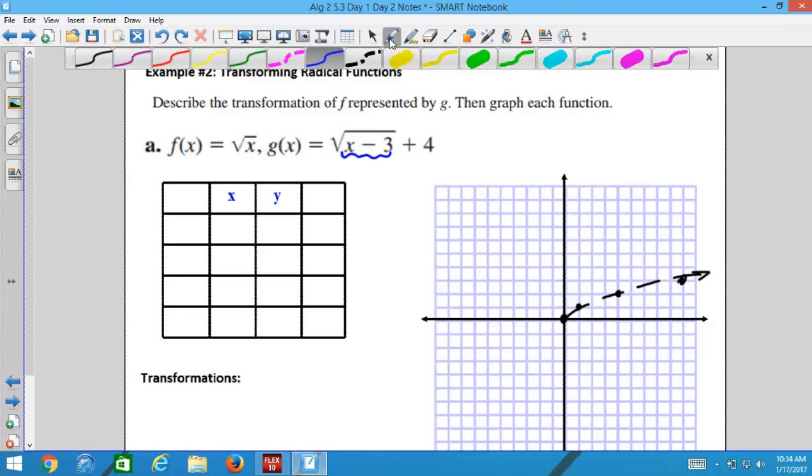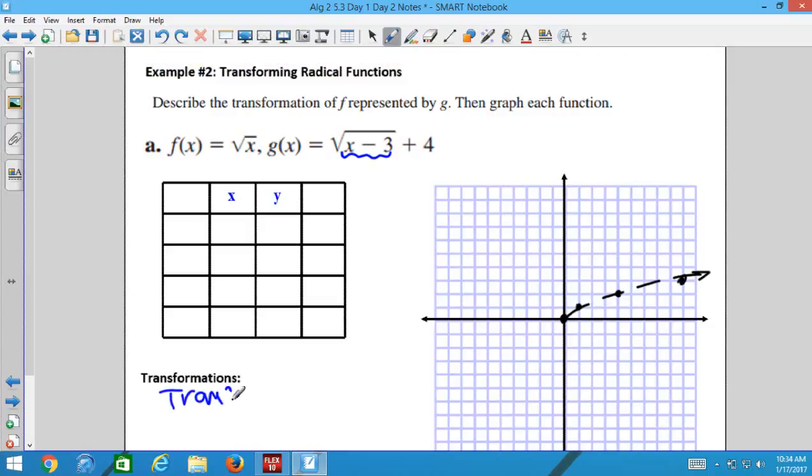You just move horizontally. It's a horizontal translation. And we always do the opposite. So which way are we moving if it's a minus 3? Right. So we're going to translate right 3. And what does it mean if there is a plus 4 on the outside of the radical? Up 4.